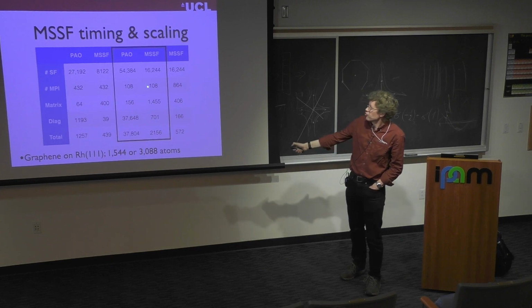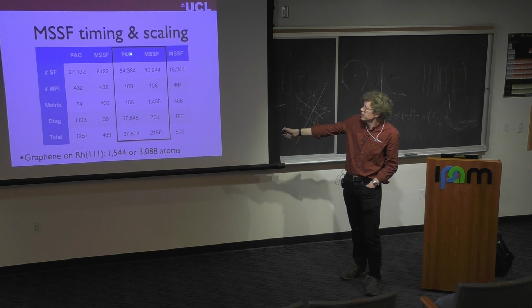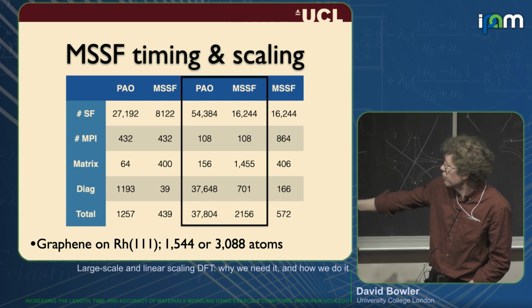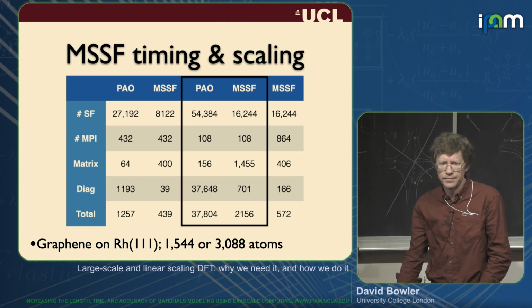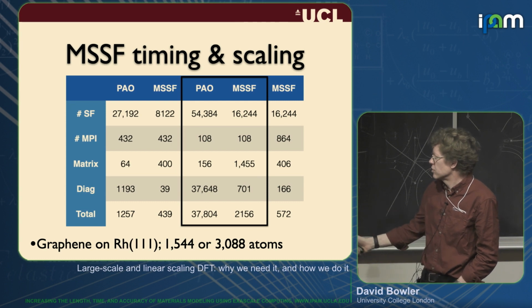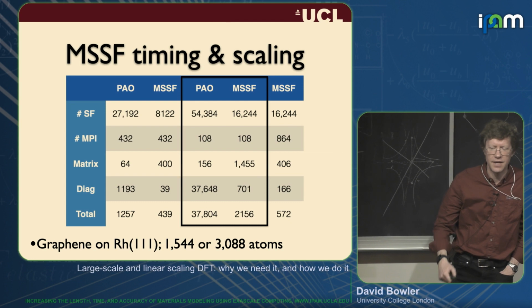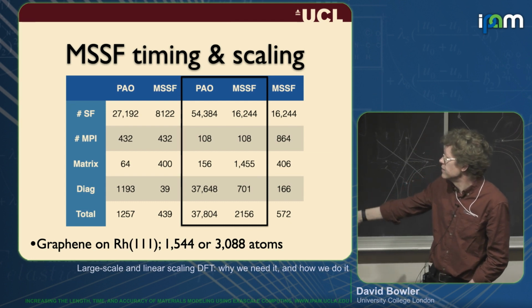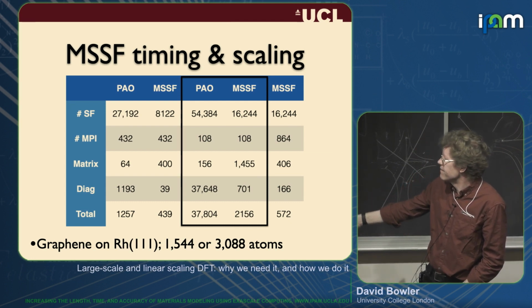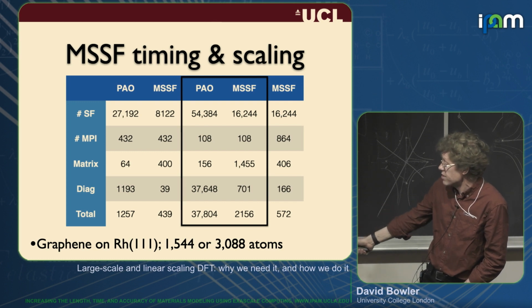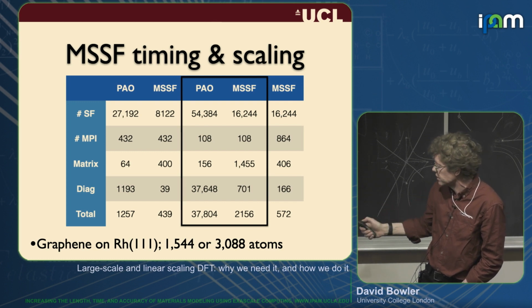Now, contrast the same 3,000 atom calculation with PAOs and multi-site support functions. And here's the headline figure down here at the bottom. We've gone from 37,000 seconds to 2,000. So we've reduced the total time by a factor of about 16. That's enormously improved and is a really very nice speed up, and allows us to do 3,000 atom calculations in very, very quick times.